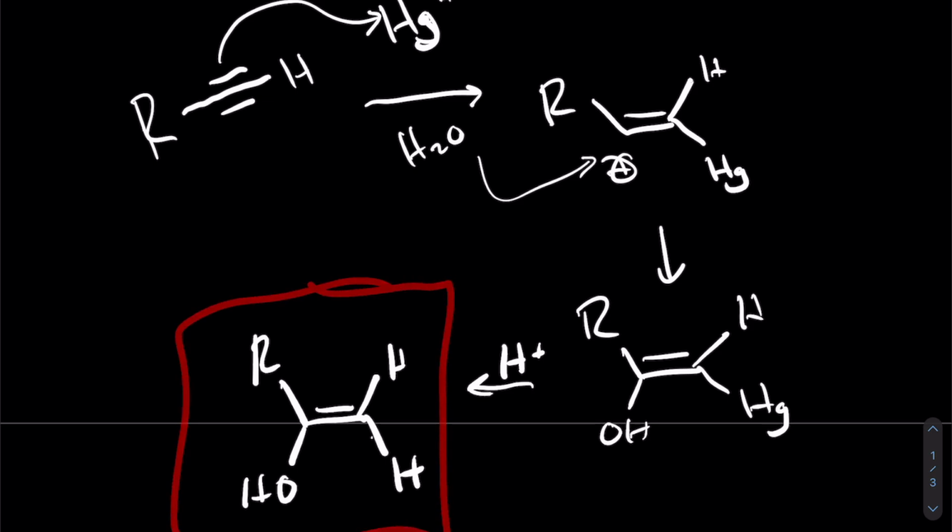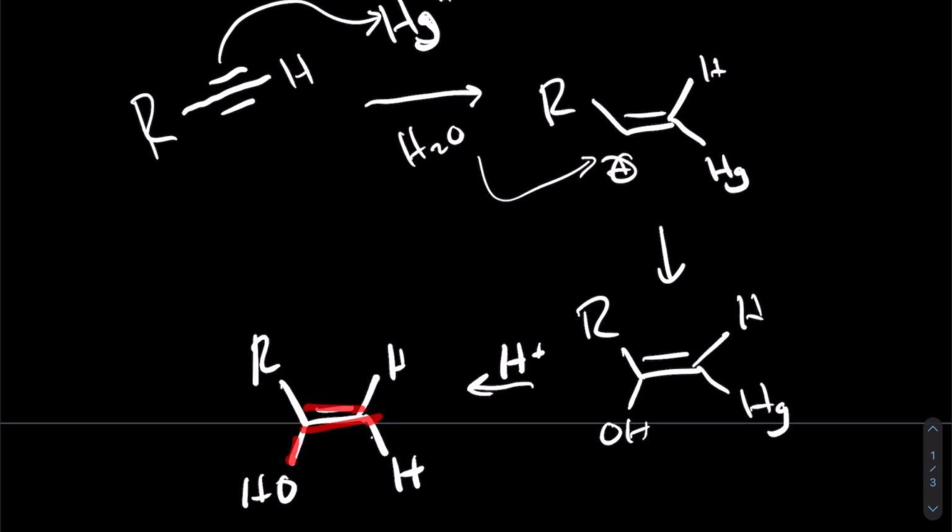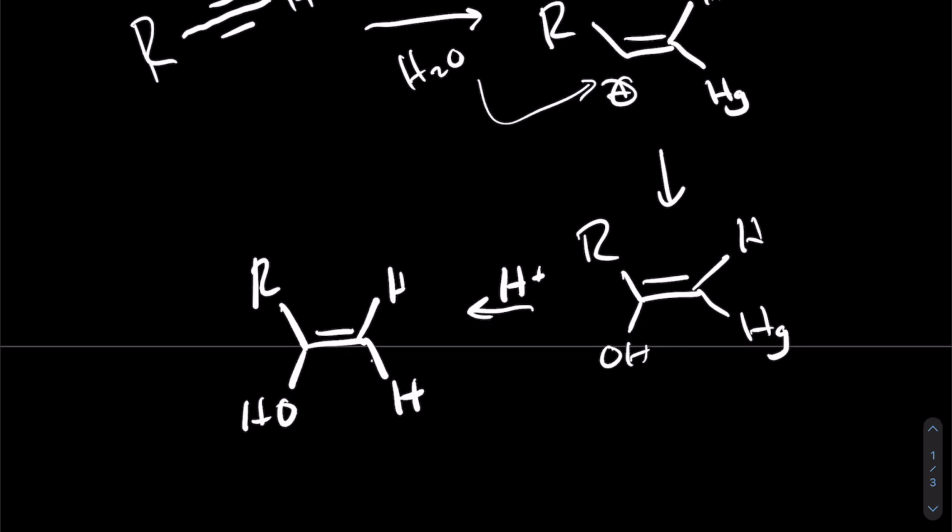Now the problem with this, it's not a problem, it's a feature, is that this compound is not stable. This enol, alkene, alcohol, enol, right? And in fact, I'll write that down here. This, let's just call it enol, is not stable. It wants to convert to a ketone. And so there's an equilibrium process here.